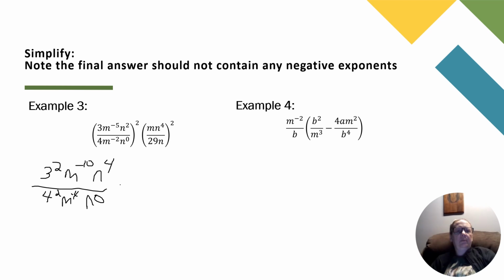And then I'm going to multiply that by this one. So I have m squared, because there's no power on m already, so I can just raise it to the second power. N to the 4th squared, it'd be 2 times 4 is 8. And then 29 squared in the bottom.